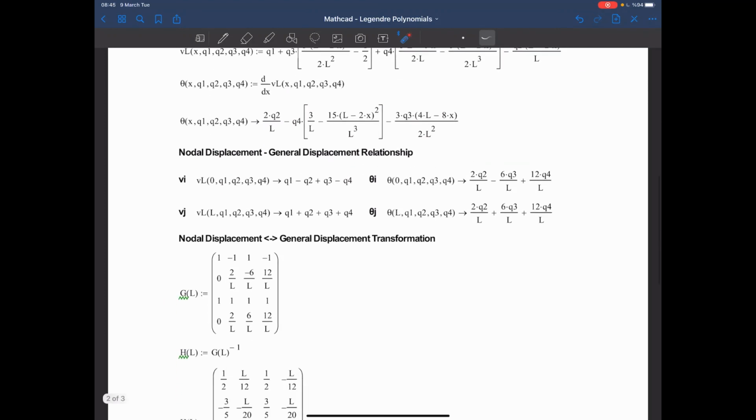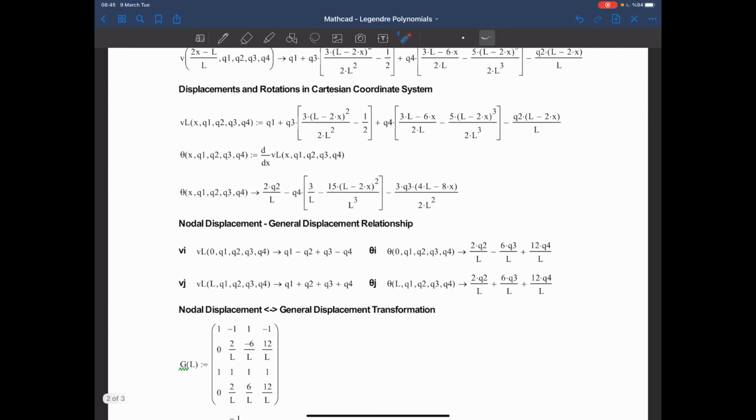Now remember that I need a relationship between the nodal displacements and the coefficients that I used in the transverse displacement interpolation. And our relationship is as follows. At x equal to 0, v should be equal to vi, theta should be equal to theta i, and at x equal to L, v should be equal to vj, and theta should be equal to theta j.